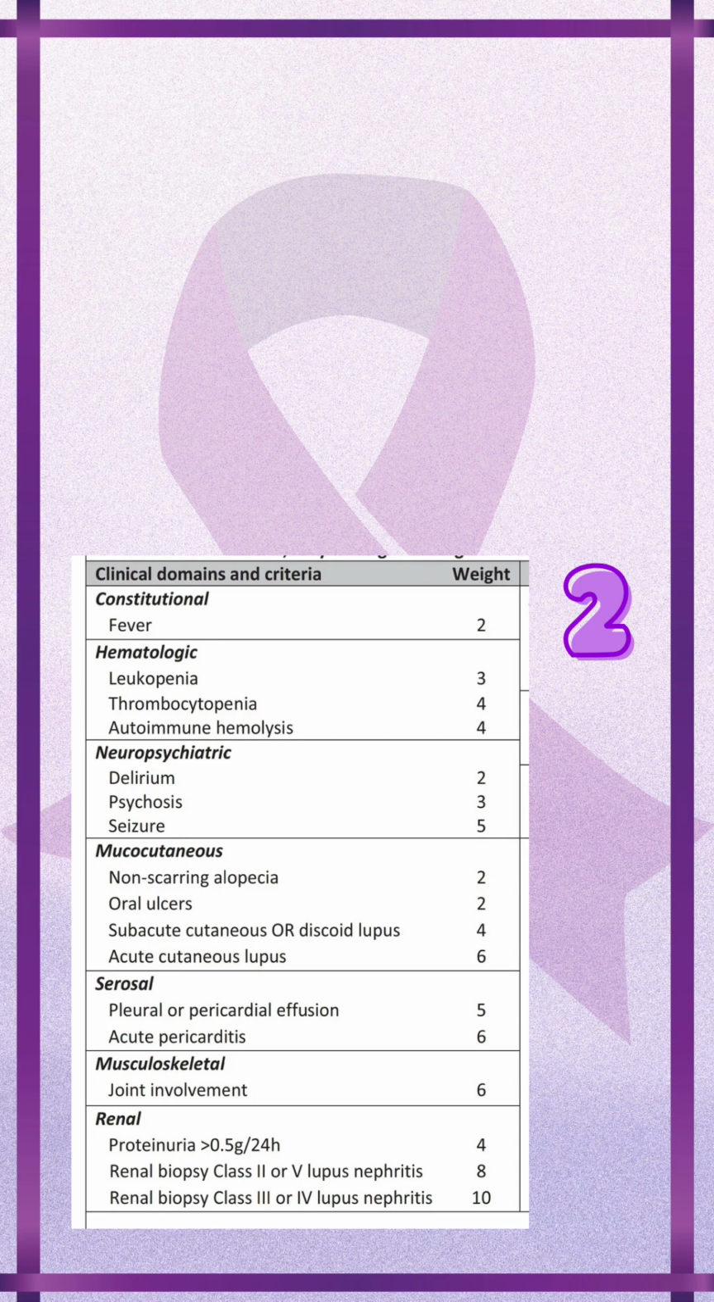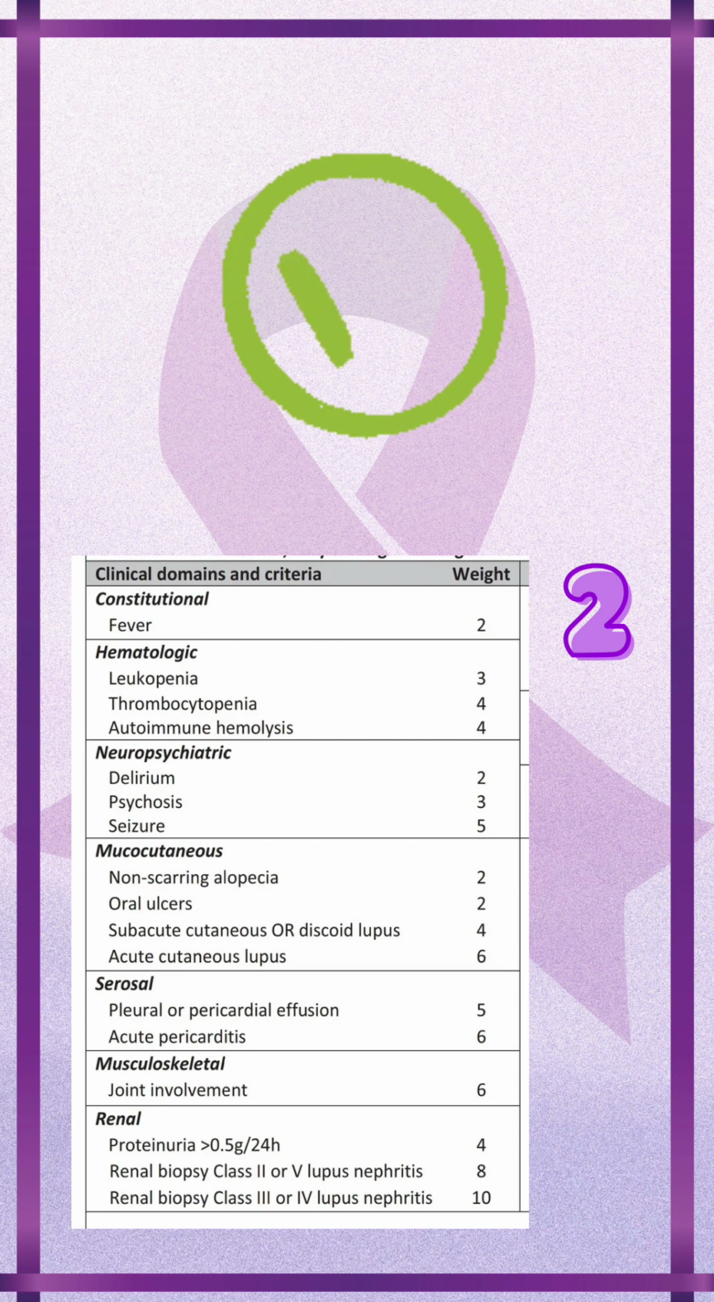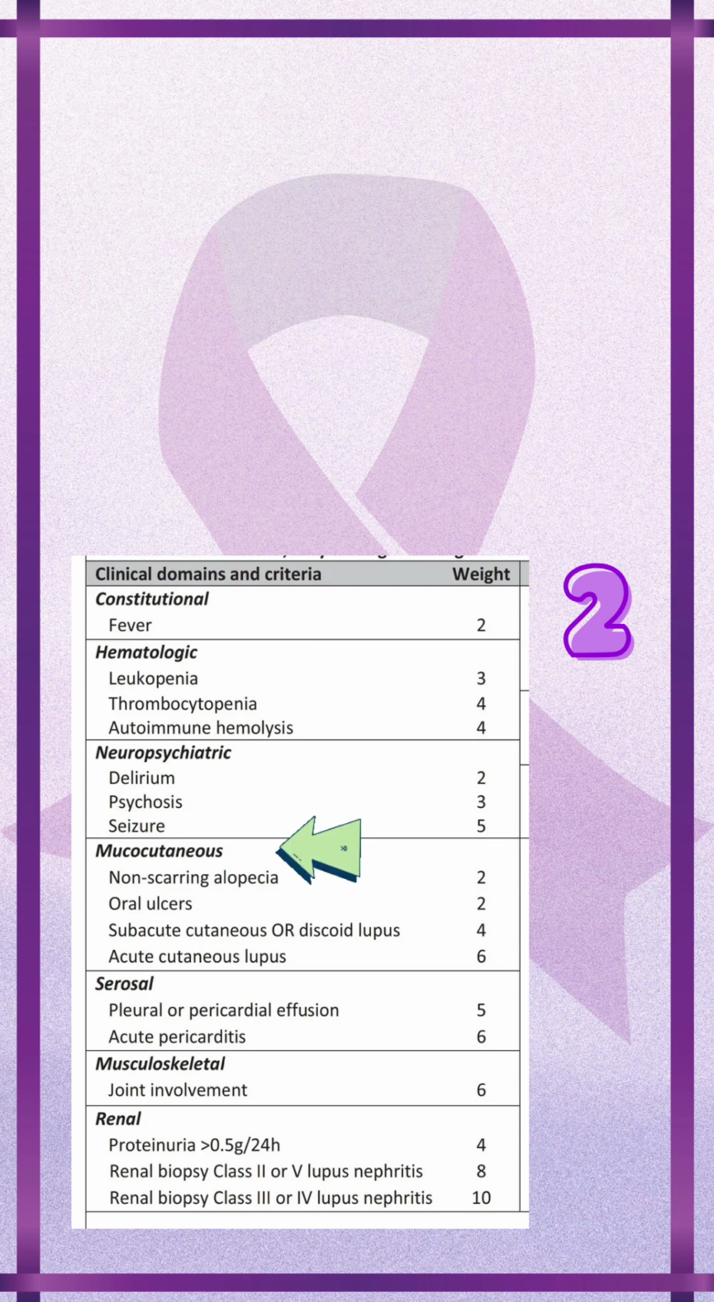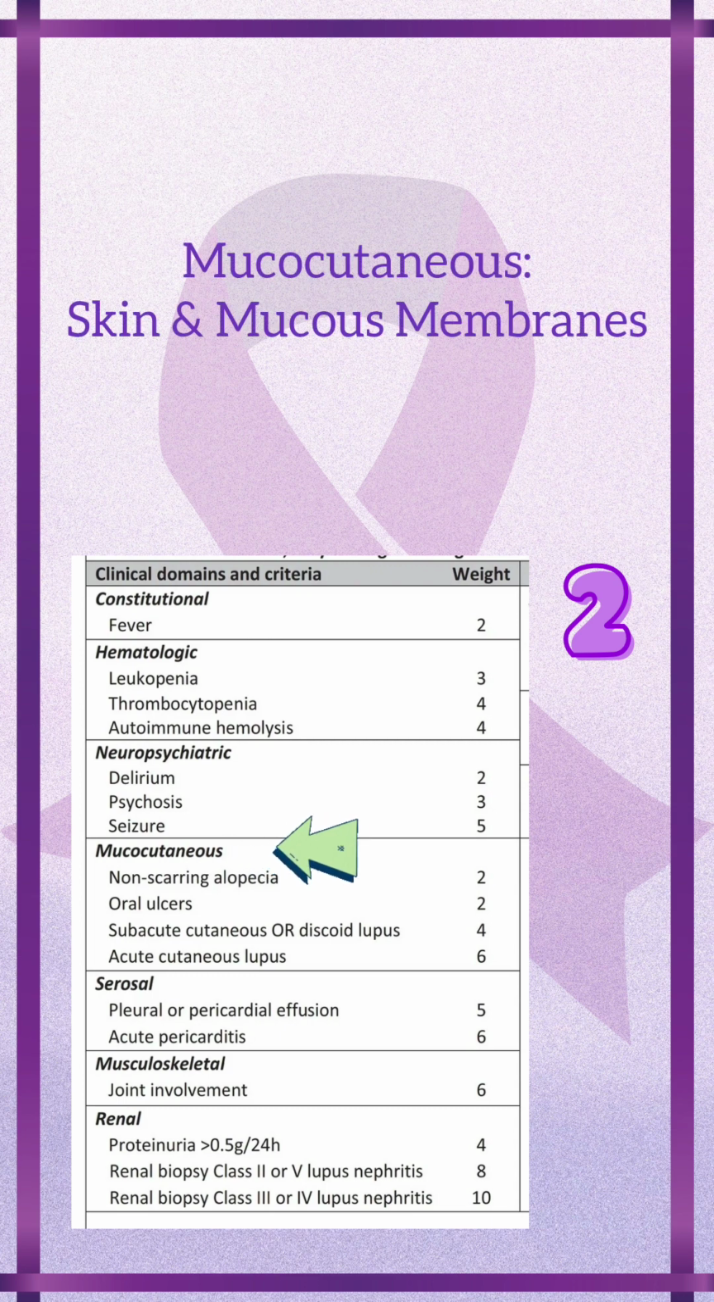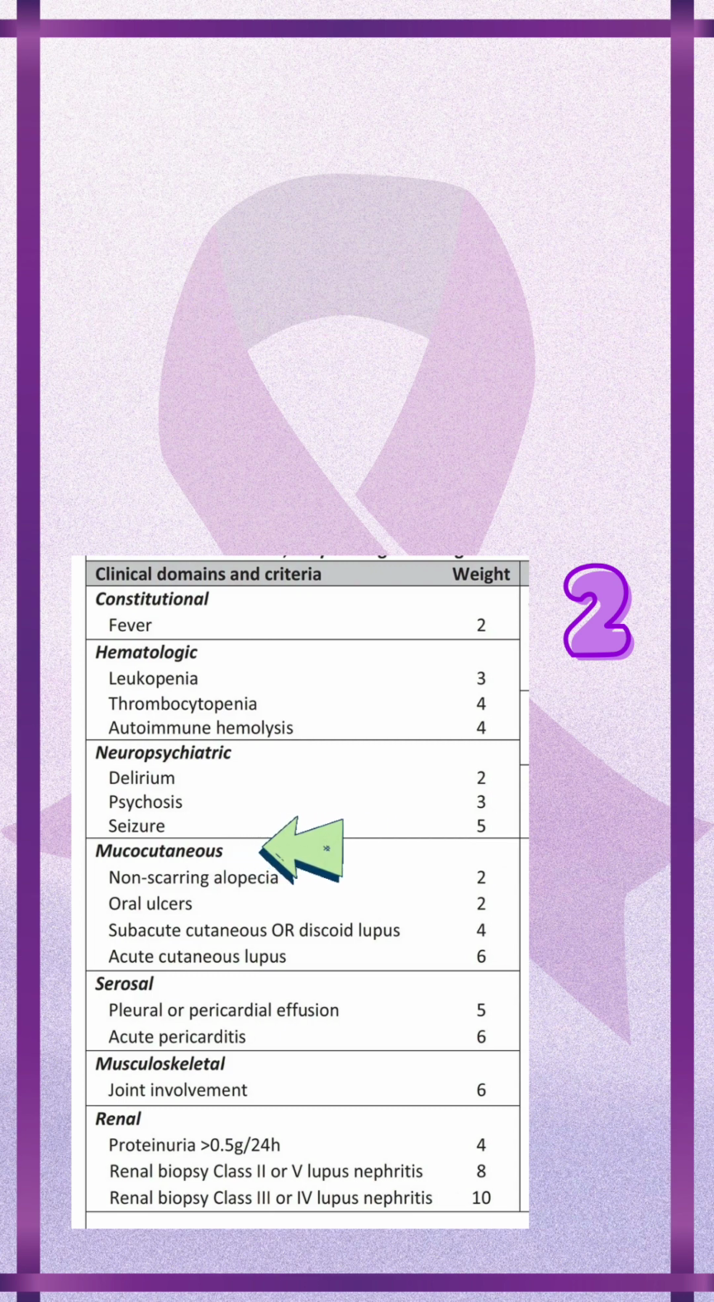Now already you can see if each one of these tests that I have just mentioned comes back positive, you will officially be diagnosed with lupus, as you would have been scoring 10 or more points at this point. Okay, next is the mucocutaneous domain, which refers to the skin and mucous membranes. Okay, first up we have the test for non-scarring alopecia, which means baldness or loss of hair that does not scar, scoring you 2 points.